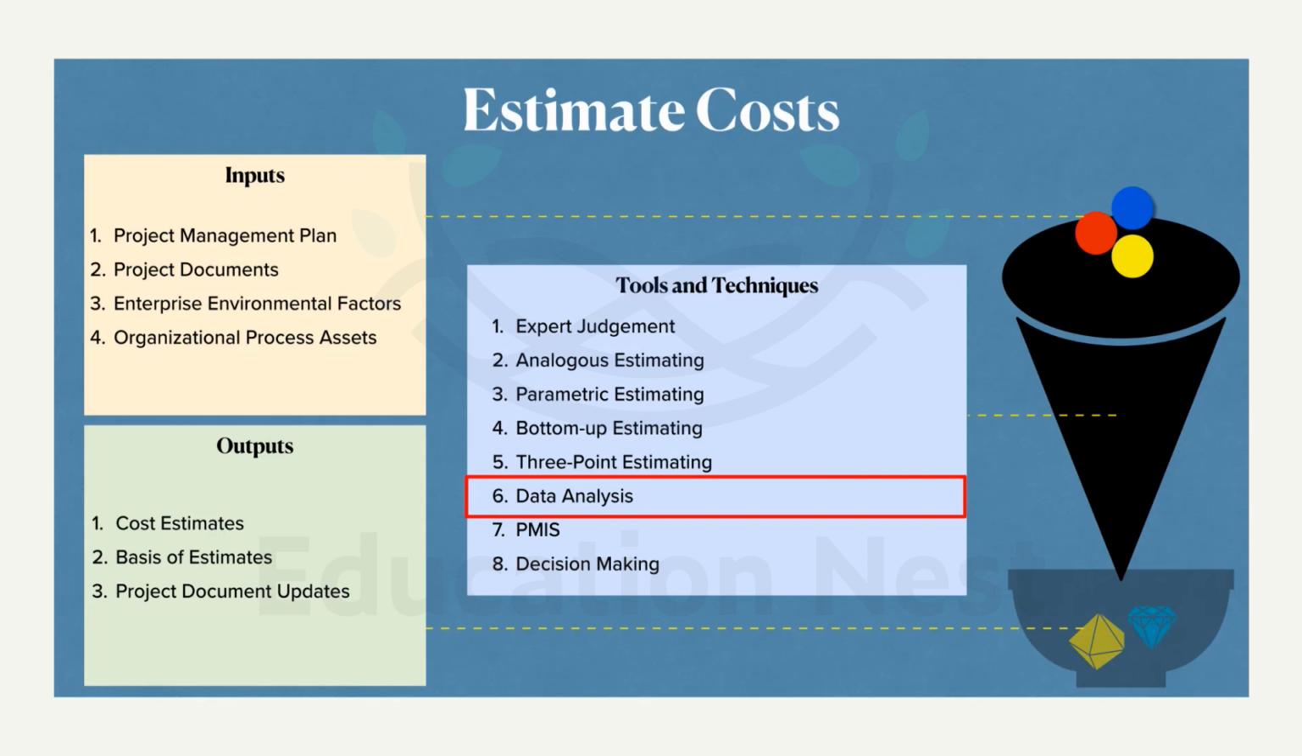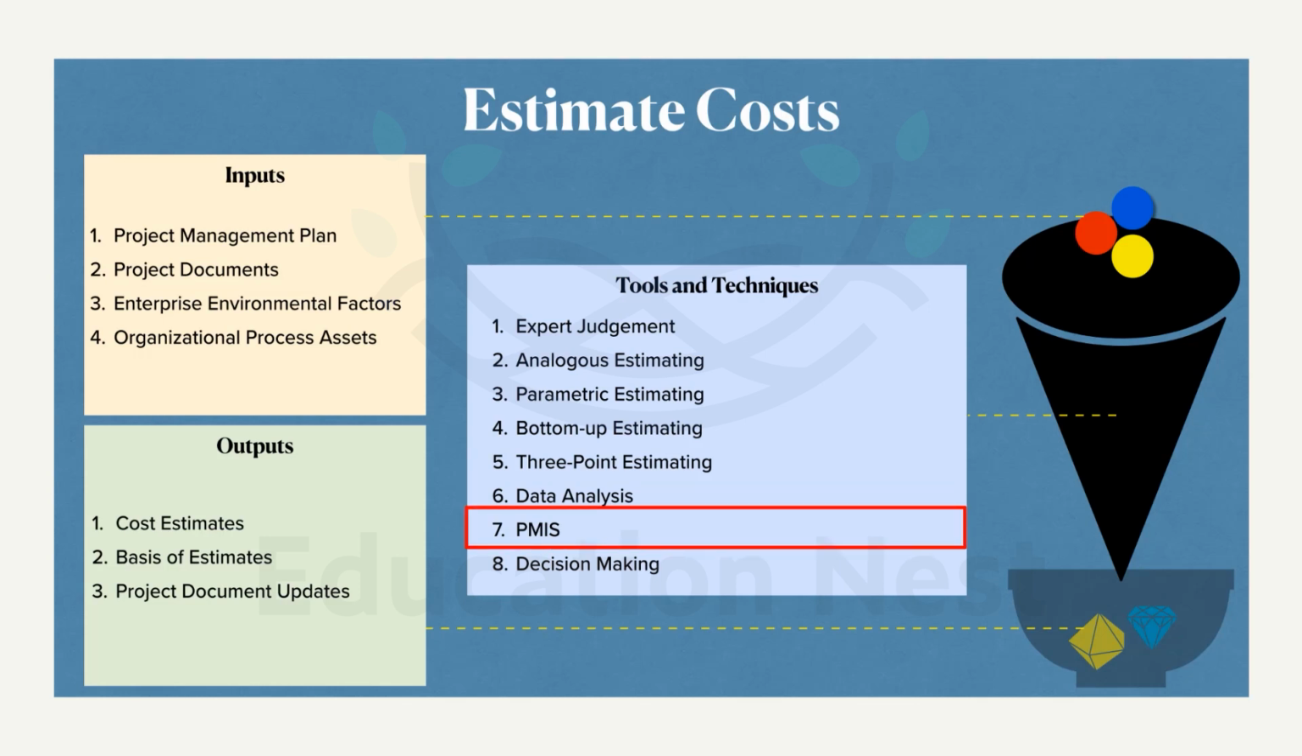Data analysis. What type of data analysis can we use? We can use alternative analysis that we have learned. We can use reserve analysis. Reserve analysis is nothing but how much money we have reserved in case we run out of the costs, right? So we reserve money in case of discrepancies. And one more analysis method could be the cost of quality. In case quality issues occur, what kind of money we have to spend for the repairs, for the correction of the quality. And of course, the project management information system is a very important tool.